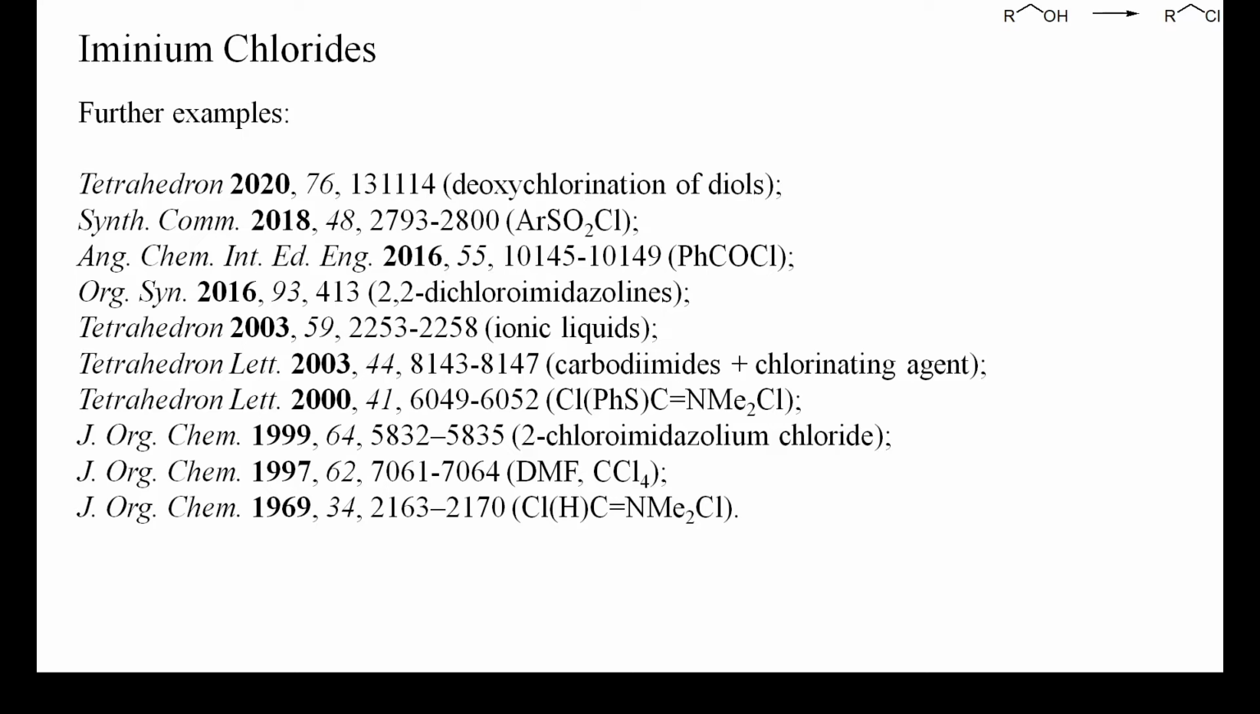The second reference is an example of the conversion of NMP into an iminium chloride by treatment with arene sulfonyl chlorides. The latter can, however, sometimes also be used to convert aliphatic alcohols into chlorides directly, without intermediate iminium chloride formation. This is the subject of the next video of this playlist.